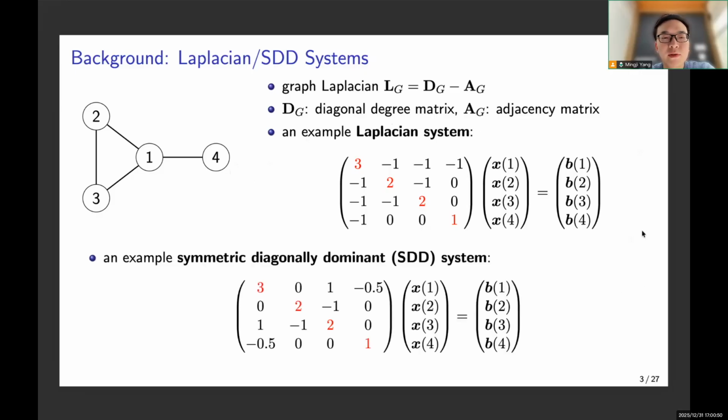And we can also consider the more general SDD systems. In an SDD matrix, the off-diagonal entries can be quite arbitrary, and we only require the symmetry of the matrix and the diagonal dominance property, in the sense that each diagonal entry is larger than or equal to the sum of the absolute values of the off-diagonal entries in each row.